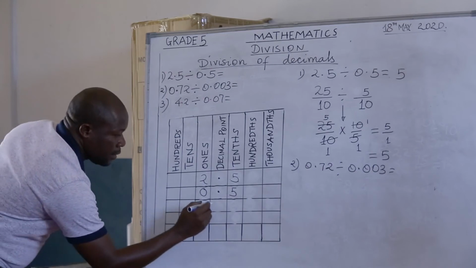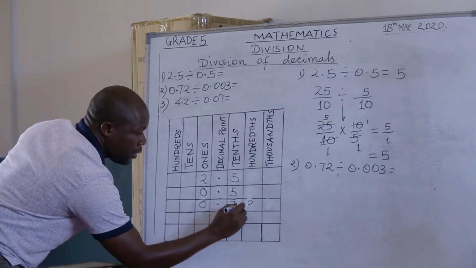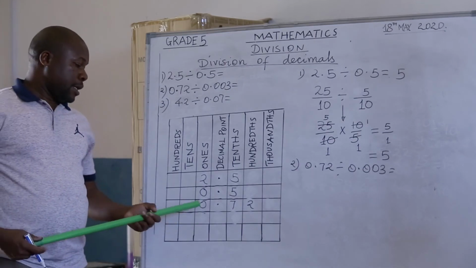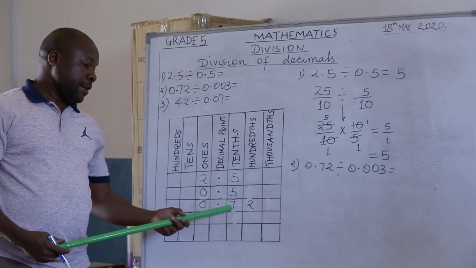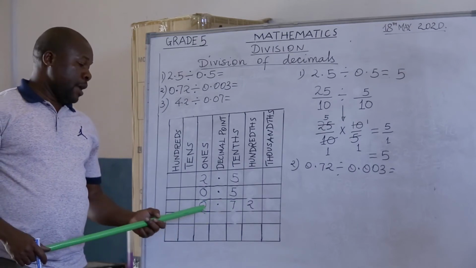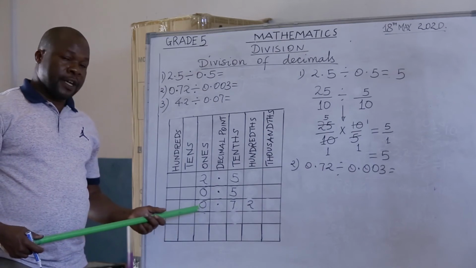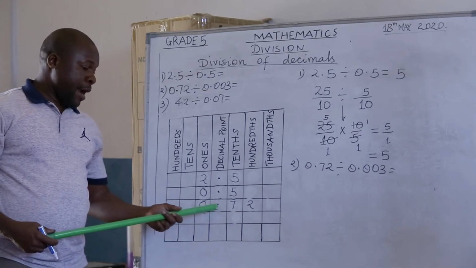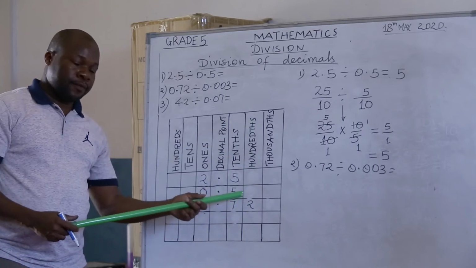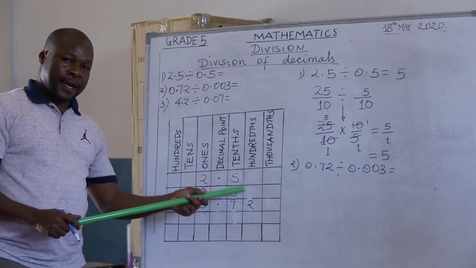Now let's take the decimal point, write the number 0, write the numbers 7 and 2. Let us read the number together. 0.72. That is the simplest way of reading the number. Then let us take the other alternative way of reading the number. Read it as 0 and 72 hundredths.